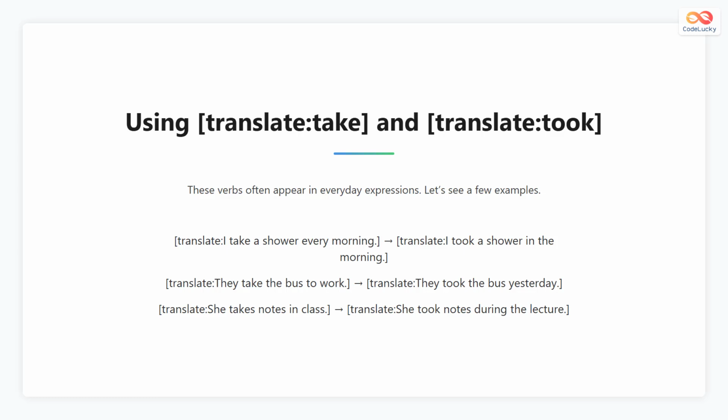Take and took are used very often in everyday English. For example, I take a shower every morning, becomes I took a shower in the morning. They take the bus to work, becomes they took the bus yesterday. She takes notes in class, becomes she took notes during the lecture. Notice how the meaning of the action stays the same, only the verb form changes to show it happened before now.